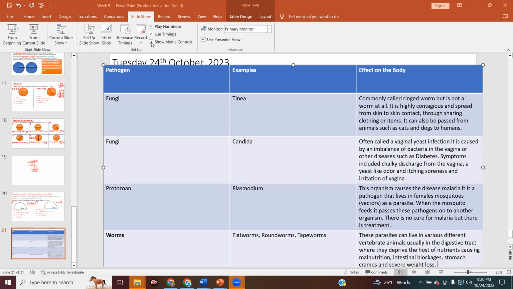For those who are done with the work, take a picture of it and send it to me via WhatsApp. Again, for those who are finished with their work, take a picture of it and send it to me via WhatsApp.